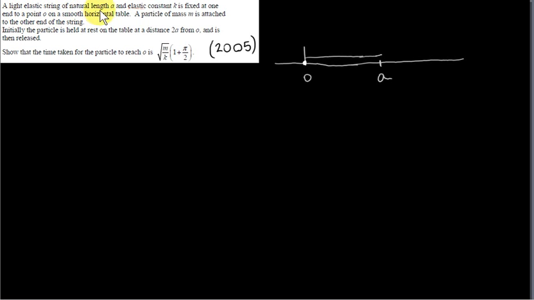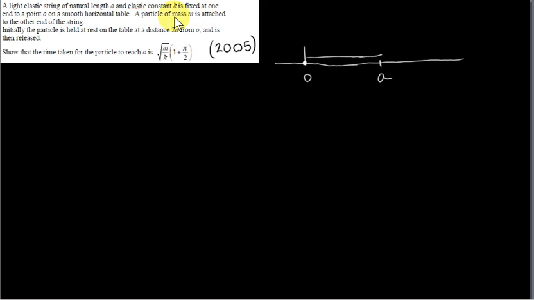A light elastic string of natural length a and elastic constant k is fixed at one end to a point O on a smooth horizontal table. So here's the point O on a smooth horizontal table. The table is smooth, so there are no friction forces acting on masses on the table.